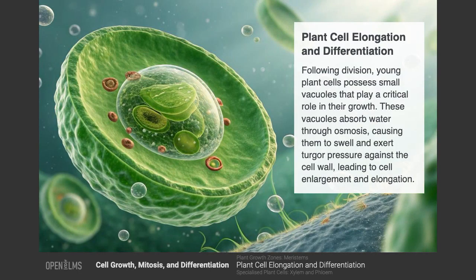Plant cell elongation and differentiation. Following division, young plant cells possess small vacuoles that play a critical role in their growth. These vacuoles absorb water through osmosis, causing them to swell and exert turgor pressure against the cell wall, leading to cell enlargement and elongation.